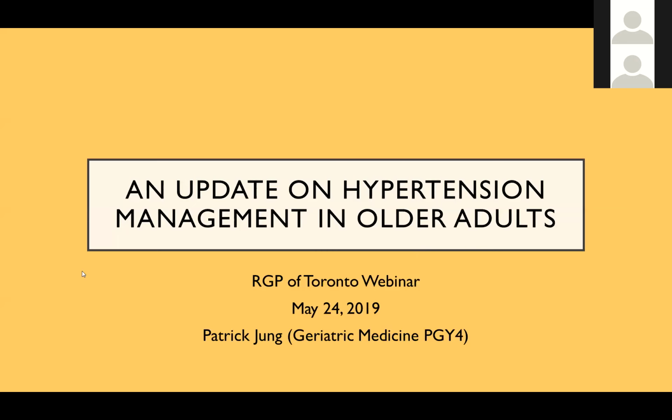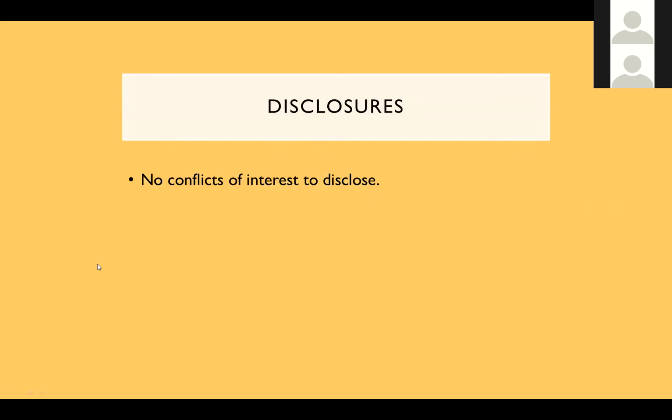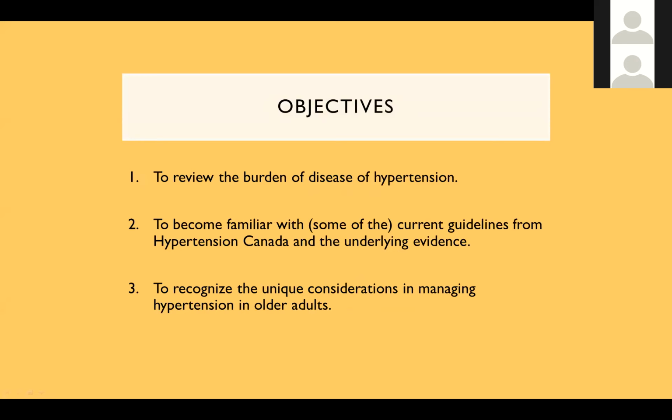I have no conflicts of interest to disclose. With respect to my objectives, by the end of the session, I hope to have reminded you of the burden of disease of hypertension. Hopefully we'll be a little more familiar with the current guidelines from Hypertension Canada. We won't have time to go through all of them, but we'll focus on a couple, and particularly hope to point out the underlying evidence supporting some of those recommendations. Lastly, I hope to recognize the unique considerations in managing hypertension in older adults.